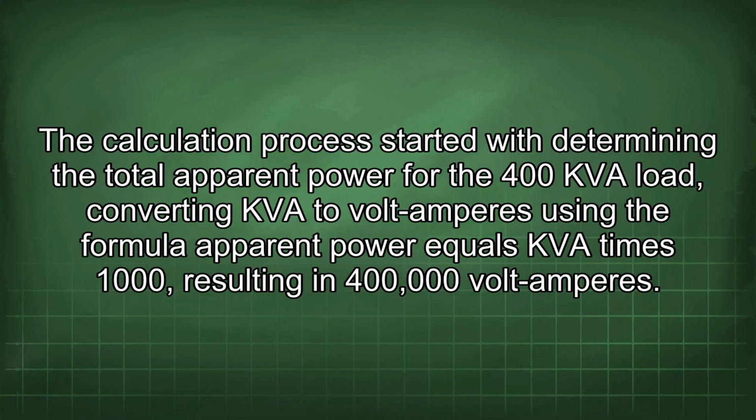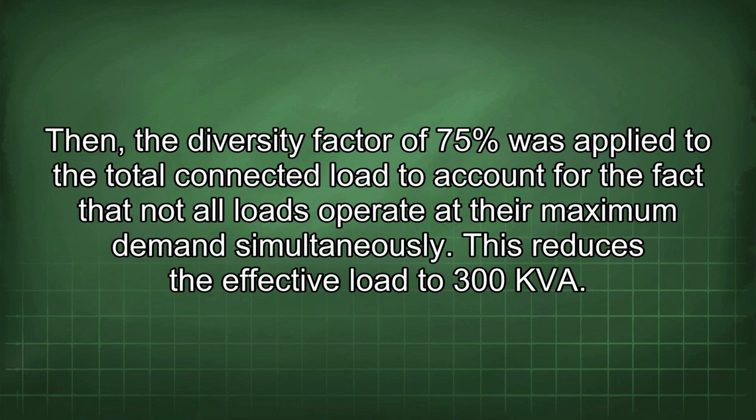The calculation process started with determining the total apparent power for the 400 kVA load, converting kVA to volt amperes using the formula apparent power equals kVA times 1000, resulting in 400,000 volt amperes. Then, the diversity factor of 75% was applied to the total connected load to account for the fact that not all loads operate at their maximum demand simultaneously. This reduces the effective load to 300 kVA.